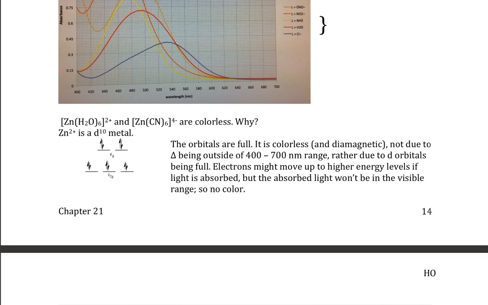Electrons might be able to move to a higher energy level if light is absorbed, like maybe one of those eg electrons could move up, but the absorbed light would not be in the visible range. It's only when electrons are moved between the t2g and the eg orbitals that visible light is affected. To move them higher would probably take UV light or possibly IR, but it would not be in the visible spectrum. And that's why zinc compounds are colorless.